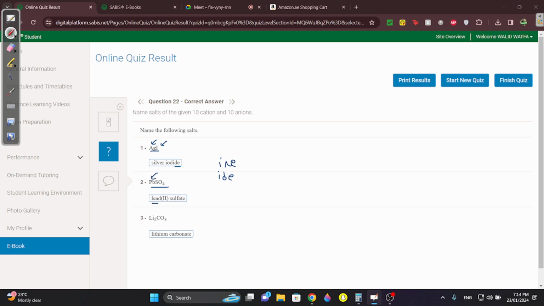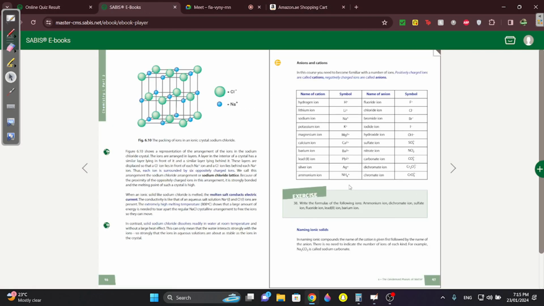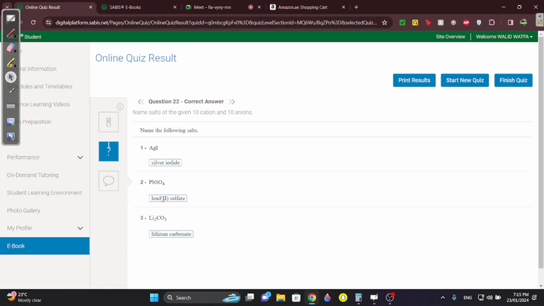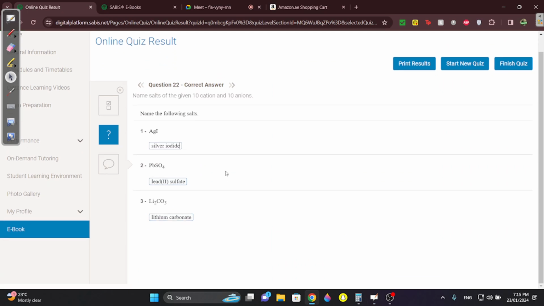PbSO4. Pb is lead. SO4 is sulfate. You get SO4 being sulfate from the table. However, this lead II is also on the table. You need to know that because it's in the table. See, it's lead II. You can't just say lead, you have to say lead II. Make sure you don't put capital letters. I don't know why they're not allowing you to put capital letters, but don't put capital letters just in case, in the exam also they don't allow you.